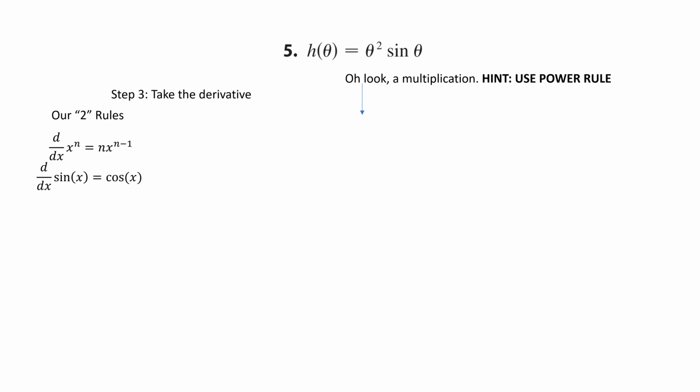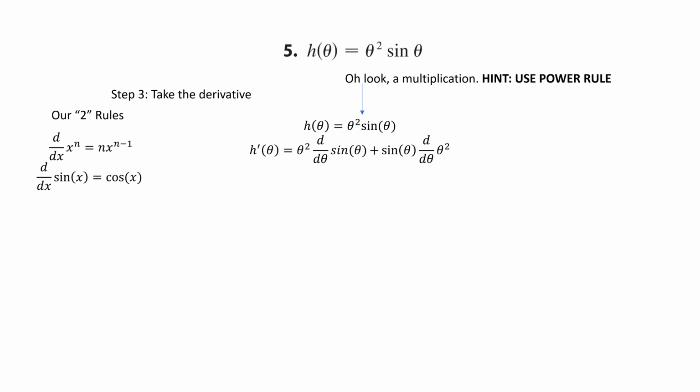Okay, so now we're on to taking the derivative. The first thing I want to point out is that there's actually a little multiplication there, even though there's no star or x to indicate it, between the theta squared and the sine x. Whenever you see a multiplication of two variables, that means you're going to have to use the product rule.